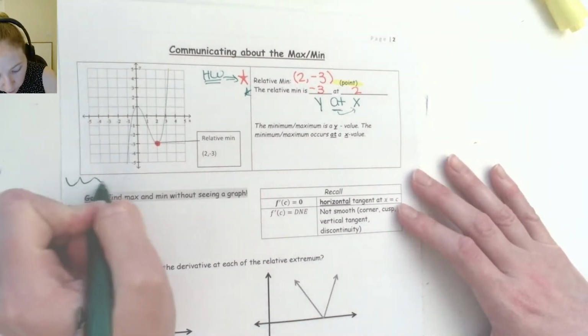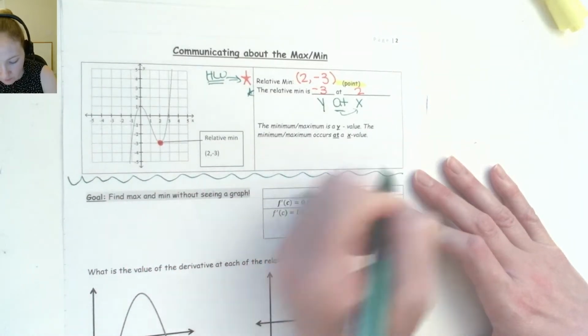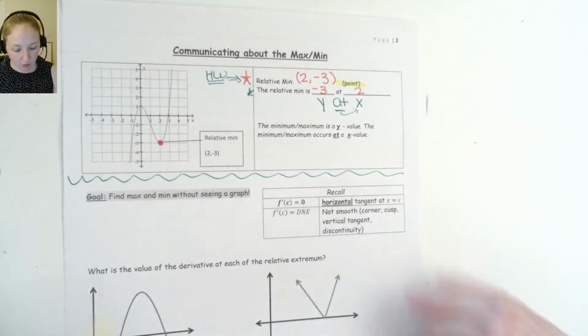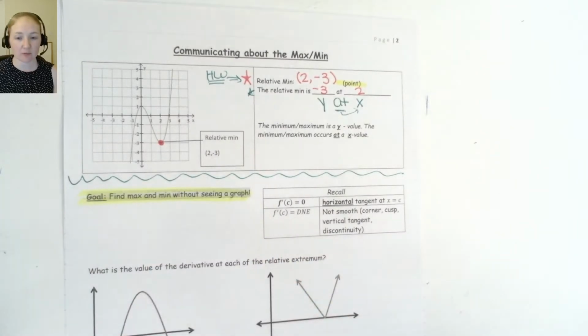So this was just kind of our quick overview of college algebra discussion. So what is a relative max, and then how do we communicate about one? In college algebra, every time you were given the graph and then you just had to pick out the point and say, okay, this is the relative min or max. Now in business calculus, our goal is to find the max or min without seeing a graph.